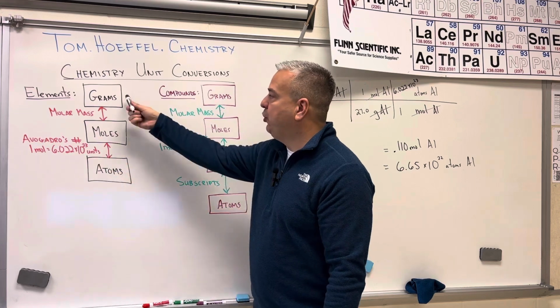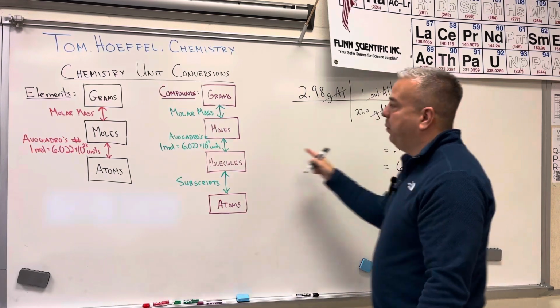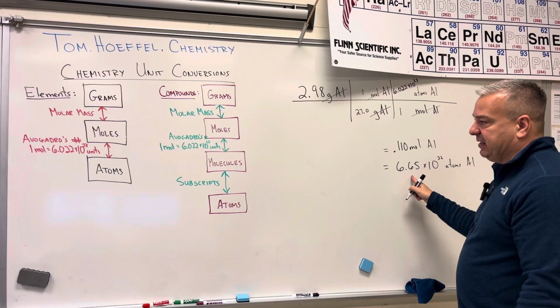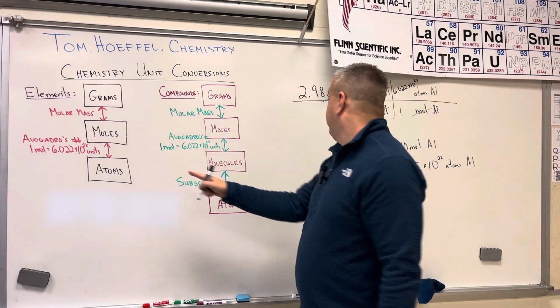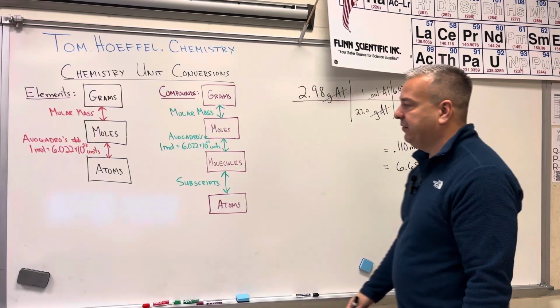Okay, so in this problem, we went from grams to moles, and then moles to atoms. So 2.98 grams of aluminum is equivalent to 0.110 moles of aluminum, and 6.65 times 10 to the 22nd atoms of aluminum.